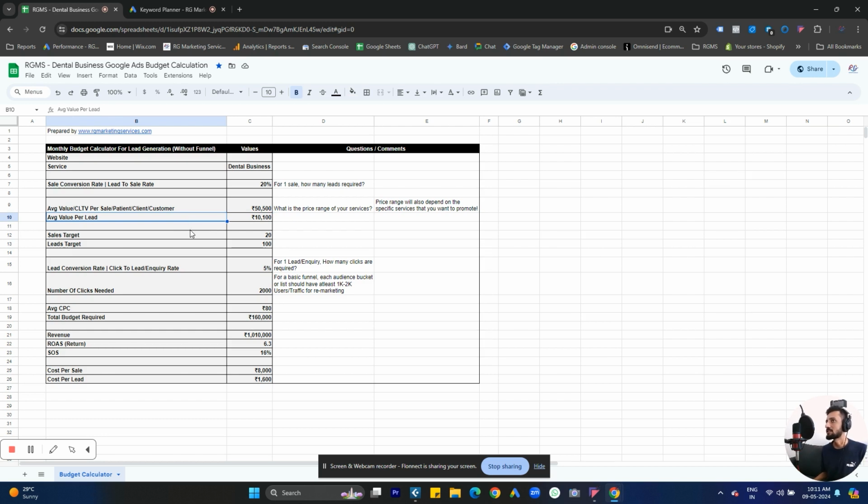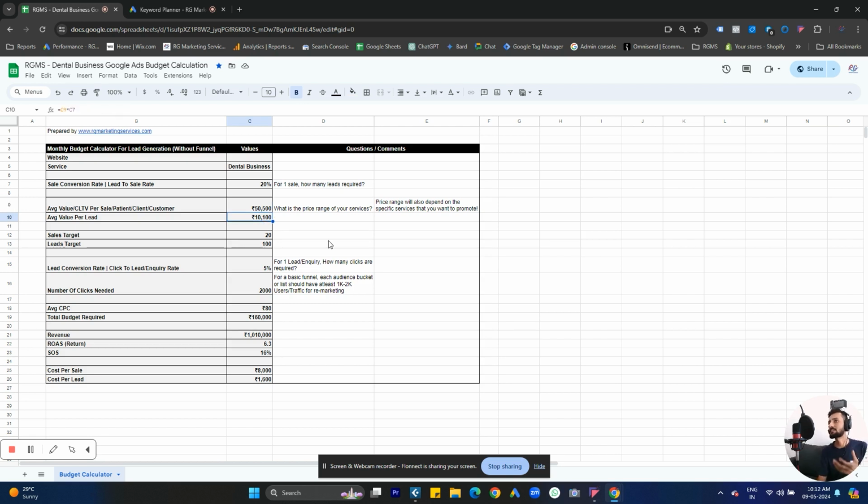Next, we want to calculate our average value per lead. So what will be the value of a lead if we generate 1 lead? So one sale has a value of 50,500. What will be the value for a single lead? So in this case, we know there's a conversion rate of 20%. That is 1 out of 5 people will be getting closed. So if we calculate average value per lead, we will multiply 20% with the average CLTV or value of the sales. So in this case, it's 20% of 50,500, that is 10,100.